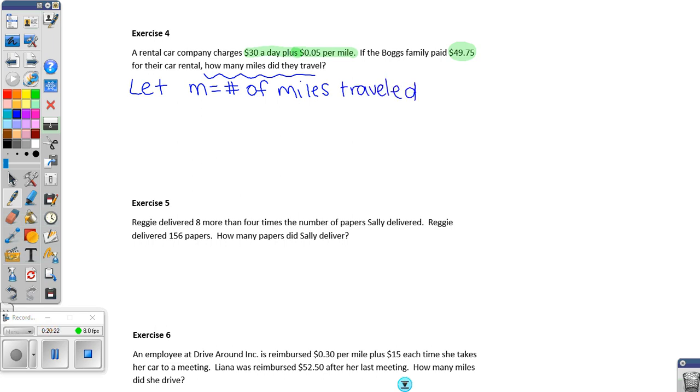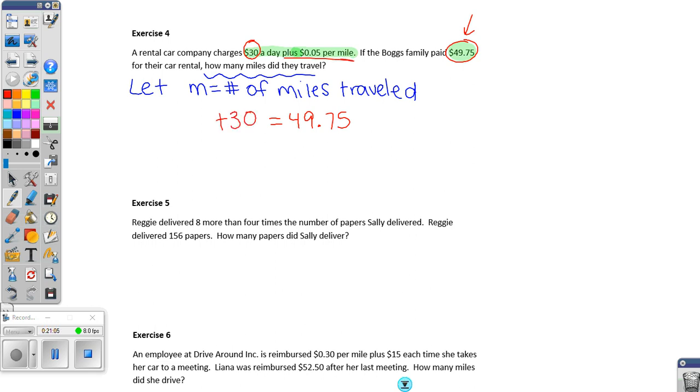Then in our equation, we'll try to figure out, what's our total? What's our end result? In this case, our total is $49.75, because that's what the total cost ended up being after the trip. So we say this equals $49.75, and then we just have to figure out how that cost is calculated. Right from the get-go, the company automatically charges you $30. Even if you rent the car and don't take it anywhere, they charge you $30. So that gets added to your cost. So you have plus 30.